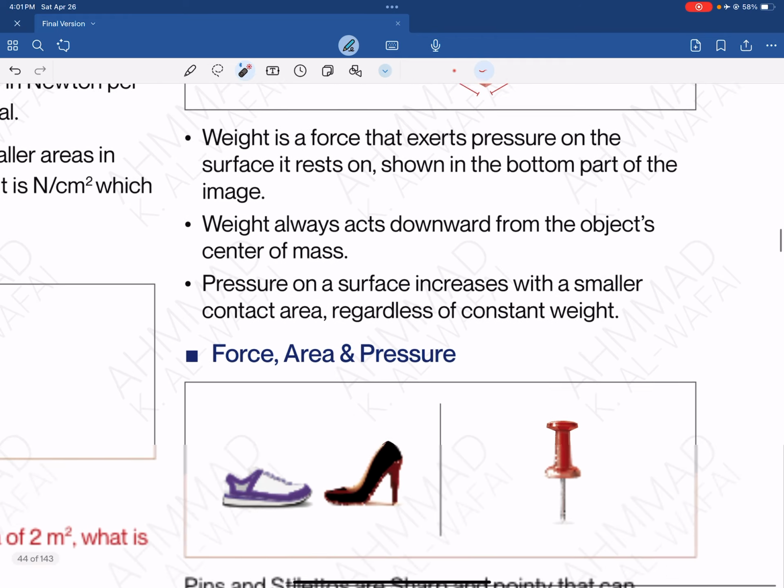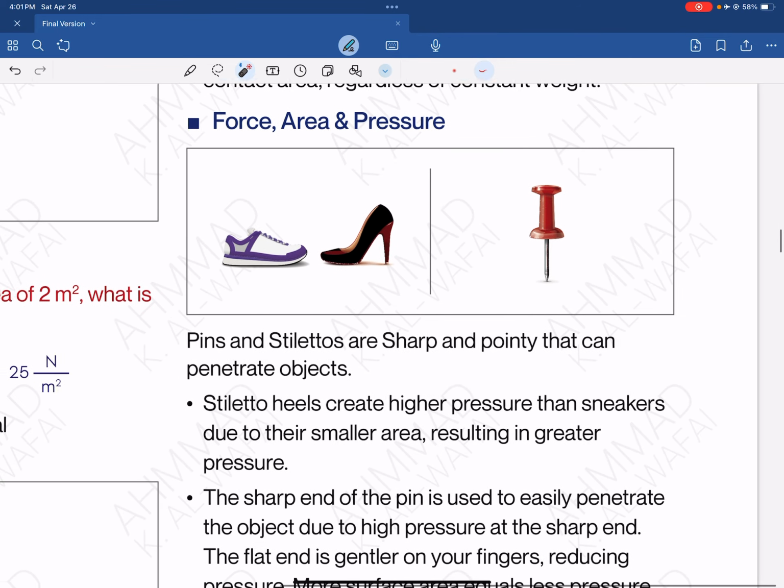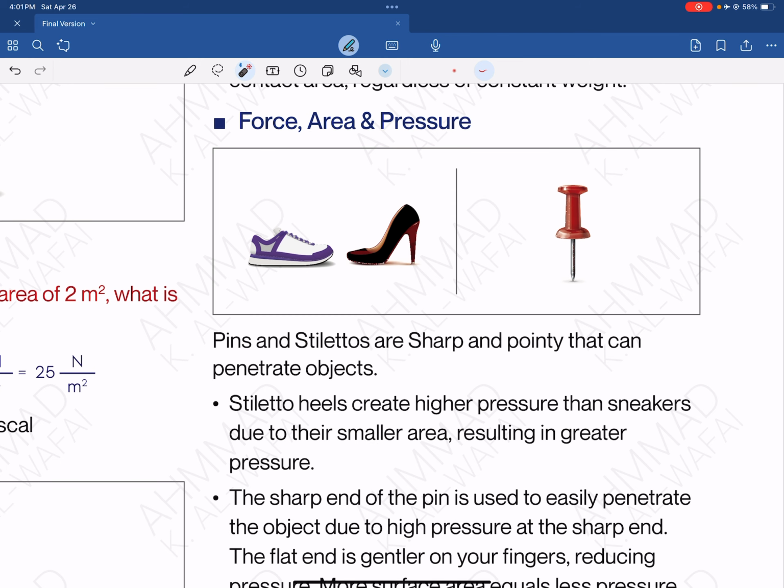These are more examples about force, pressure and area. If you're trying to walk on grass wearing a stiletto or high heels, or wearing sneakers or a trainer, which one is easier? Of course, a trainer has a greater area, so therefore you can walk easily on grass or sand.